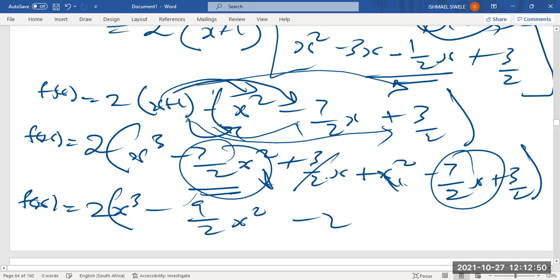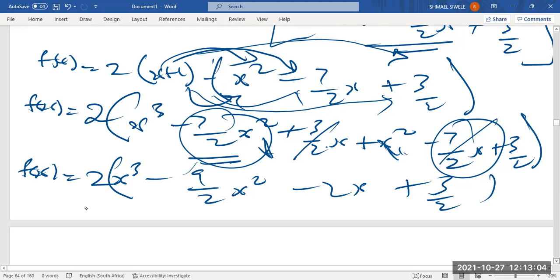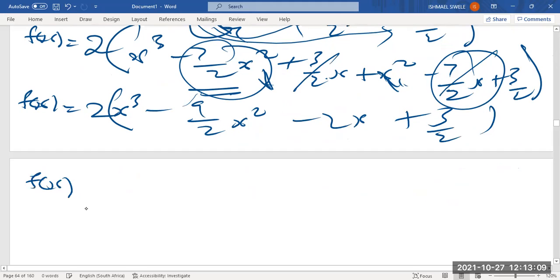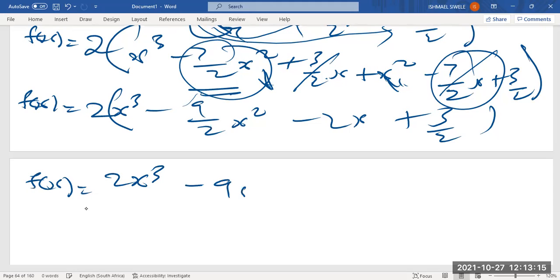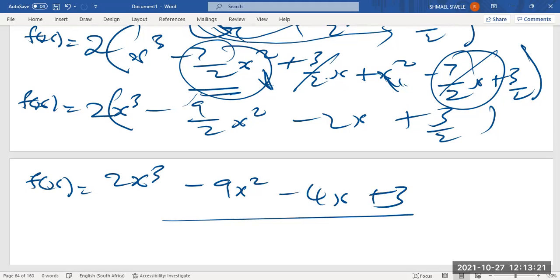So this one here is taken care of. And then the last one is 3 over 2. So this is x. Okay. So finally, what am I going to have? My f of x is equal to 2x cubed minus x plus 3.